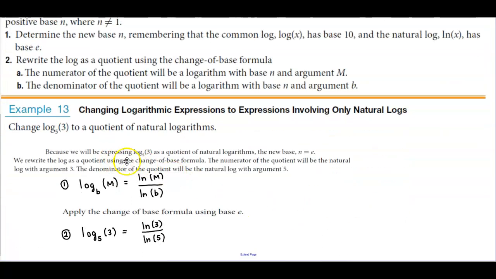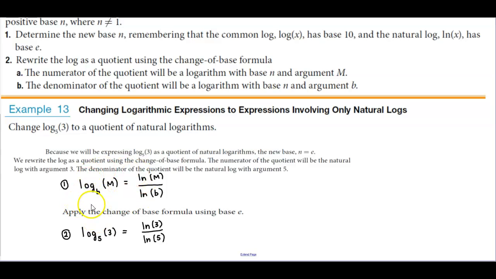Because we'll be expressing the log of base 5 of 3 as a quotient of natural logarithms, the new base n is equal to e. So we rewrite the log as a quotient using the change of base formula. The numerator of the quotient will be the natural log of the argument 3, and the denominator of the quotient will be the natural log with argument 5.